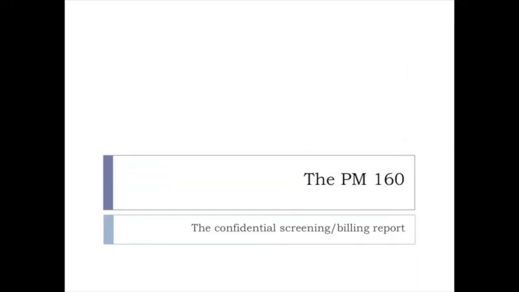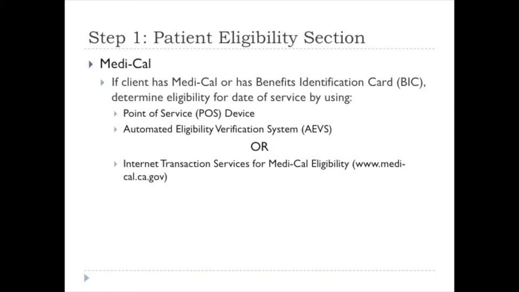Now that you know a little bit about CHDP and the well-child visit, let's learn more about the PM160, the Confidential Screening and Billing Report. To determine the eligibility of a patient with Medi-Cal, use the information on their Benefits Identification Card, or BIC. You will use a point-of-service device and the Automated Eligibility Verification System, or the Internet Transaction Services for Medi-Cal eligibility.